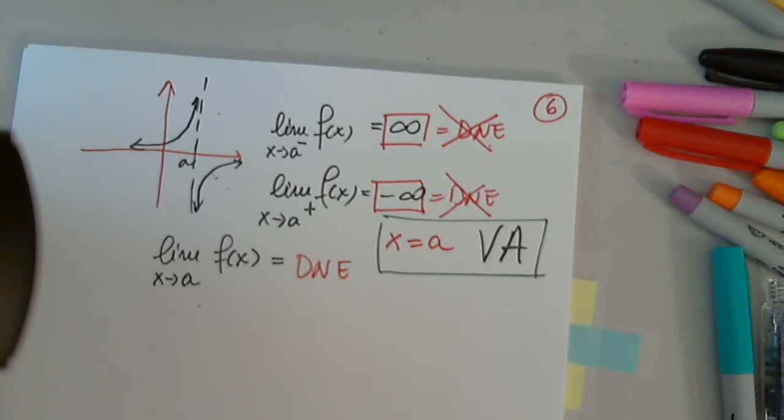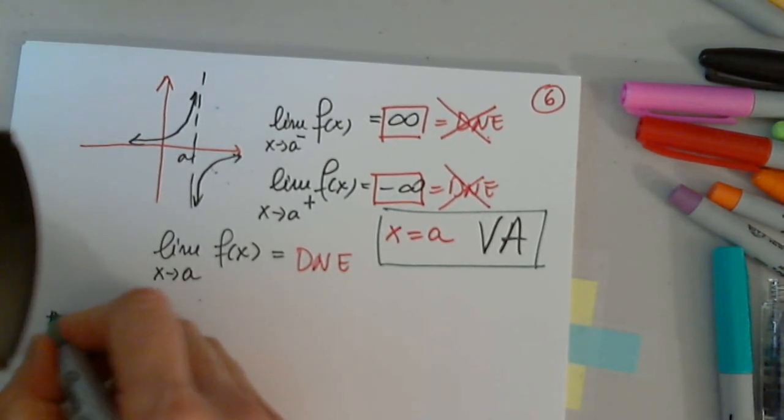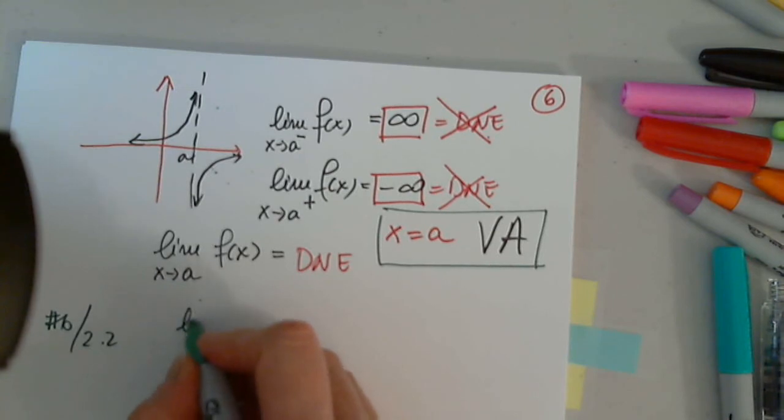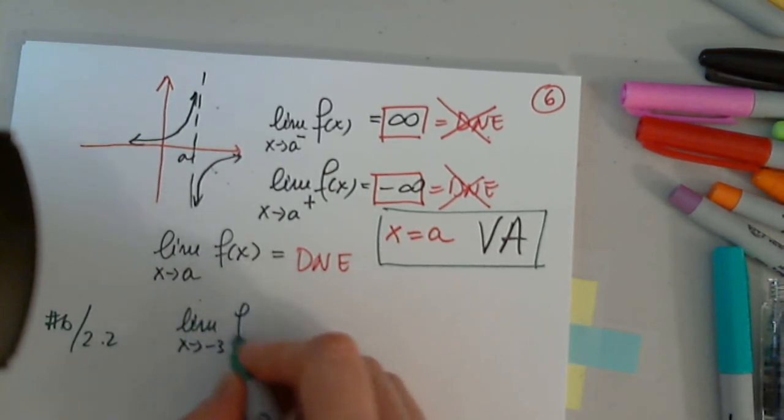Here's a graph. So this graph is asking us to answer all these questions. Problem 6 in 2.2. For the function h whose graph is given, state the value of each quantity if it exists. If it does not, explain why. So the first question is the limit of h of x as x approaches negative 3 from the left.